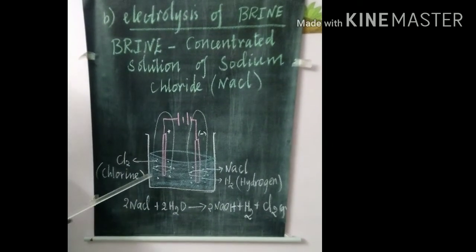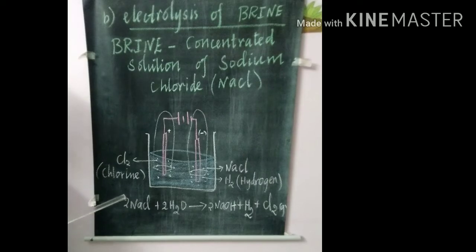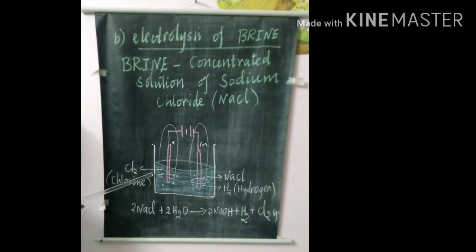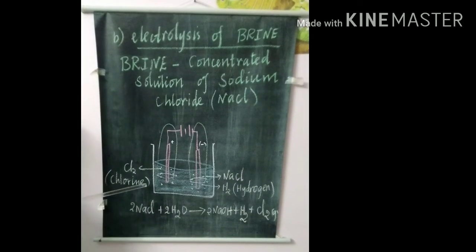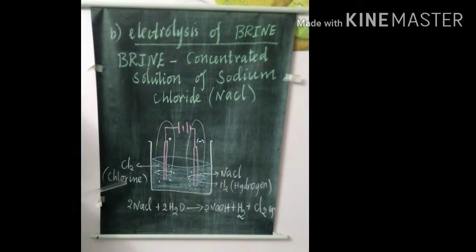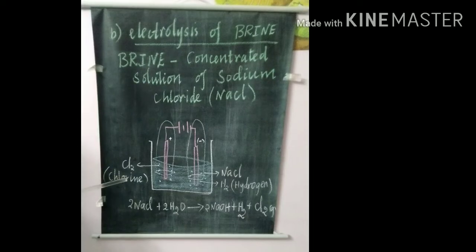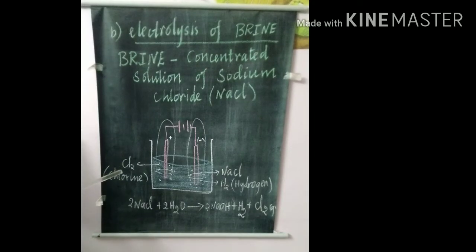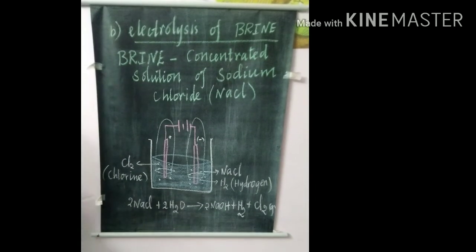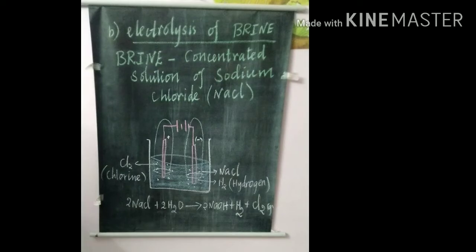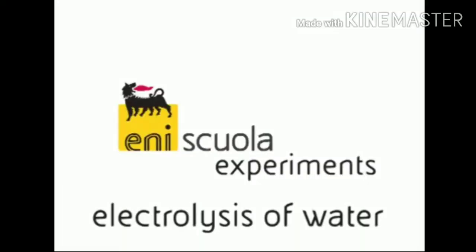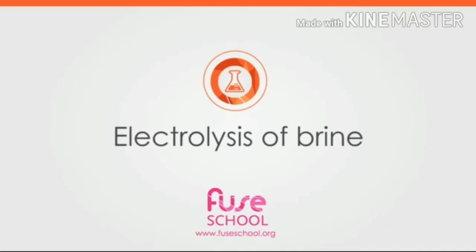This chlorine gas is collected in the positive terminal, and this is a very important reaction to produce chlorine industrially, because chlorine gas has many uses. From the above two reactions, we infer that some chemical reactions proceed only by the passage of electricity. Hence, such reactions are called electrolysis or electrochemical reactions. You can watch the video for electrolysis of water as well as electrolysis of brine solution.